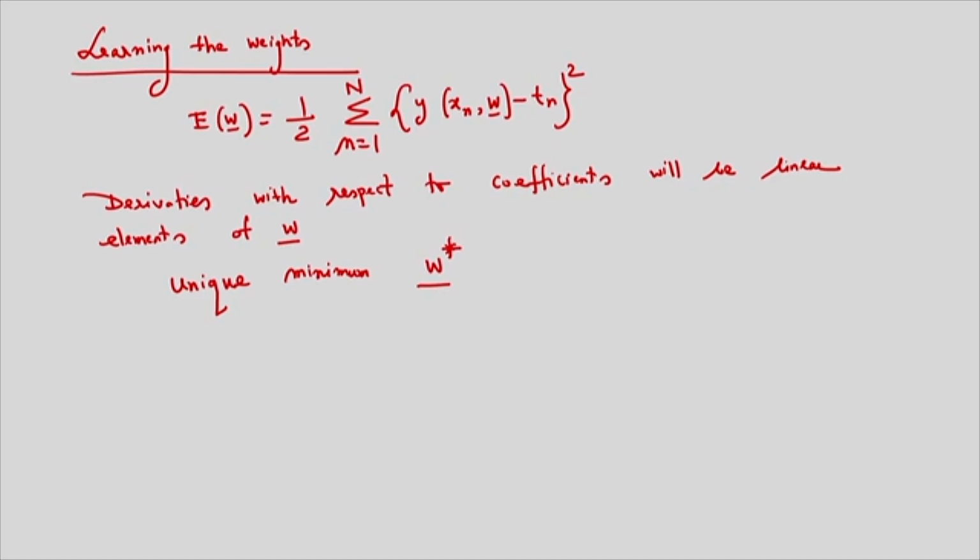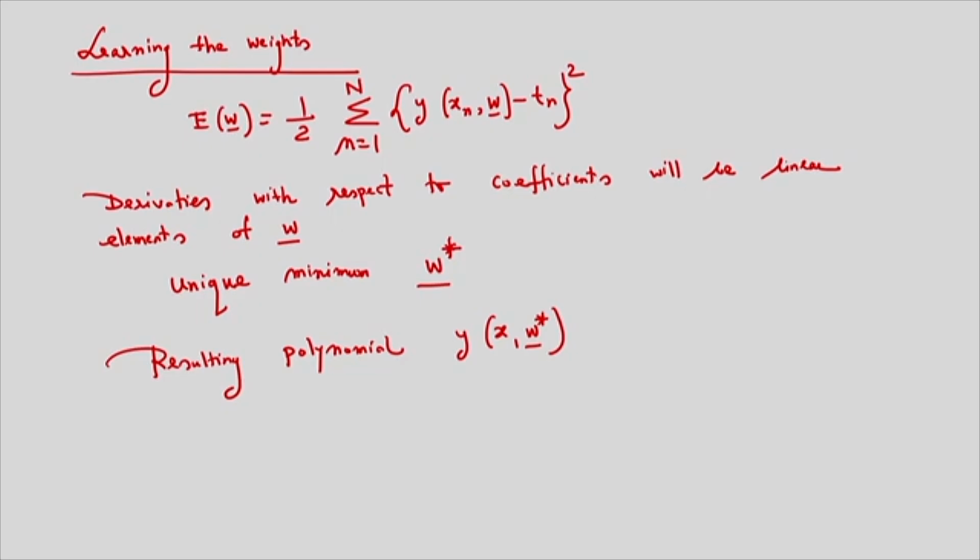So, after taking the derivative and equating it to 0, I am getting the minimum, and corresponding to this the resulting polynomial will be just y(x, W star). So, this is the resulting polynomial. So, we have to learn the weights, and the objective is to minimize the error. So, first I am taking the derivative and equating it to 0, and we are getting the unique minimum of the weight vector, that is W star, and corresponding to this I can determine the resulting polynomial, that is y(x, W star).